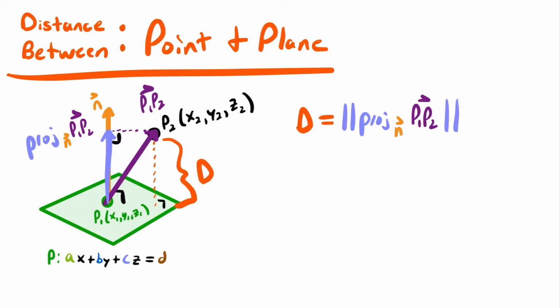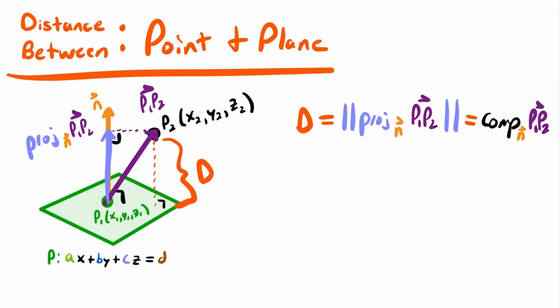All right, so we want the magnitude of that projection vector. If you remember when we first learned about projection vectors, we have a special notation for the magnitude of a projection vector. We call it component projection. So we would say that this distance is equal to the component projection of vector P1P2 onto the normal vector. This notation represents the same thing as this notation. They both represent the magnitude of the projection vector. It's just two different ways to write it.